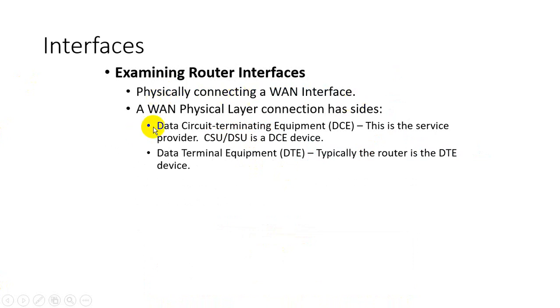Physically connecting a WAN interface. A WAN physical layer connection has two sides: data circuit-terminating equipment (DCE) and data terminal equipment (DTE). DCE is the service provider. A CSU/DSU is a DCE device. For example, if we have some enterprise equipment and it has a connection to the ISP, the ISP uses the DCE, whereas the DTE is typically the router in some LAN. Okay, data terminal equipment.